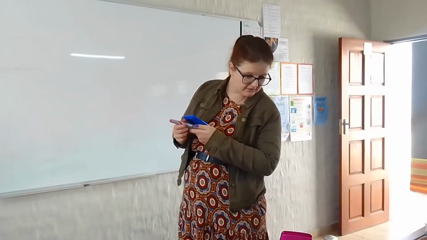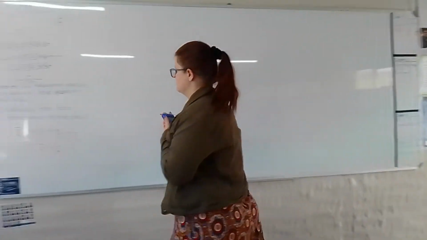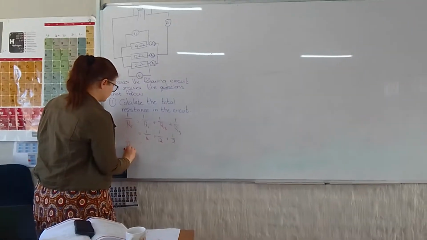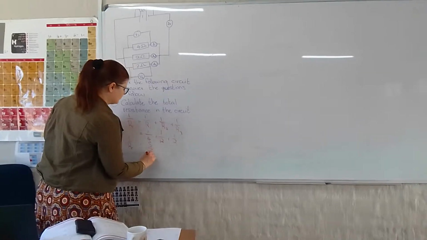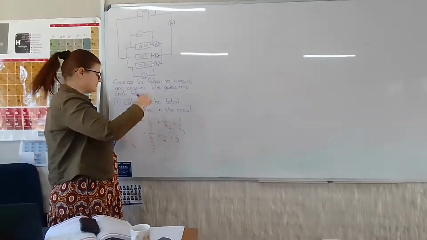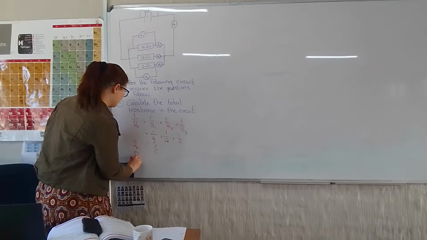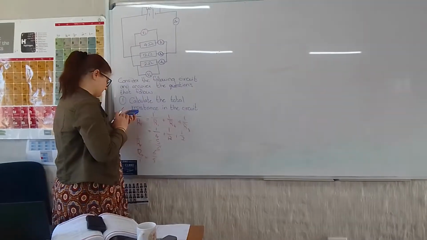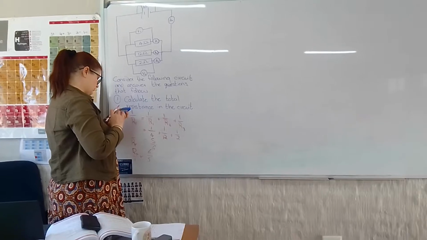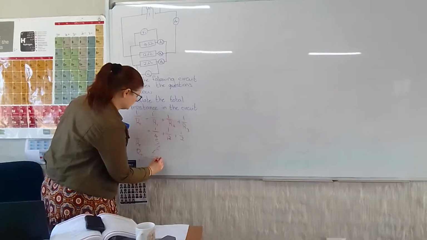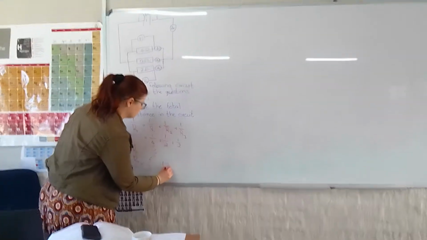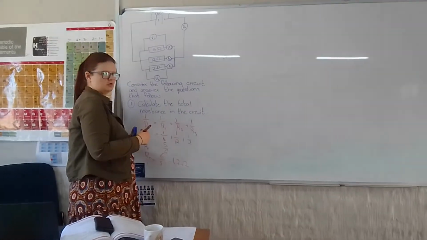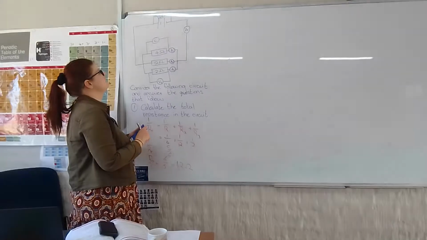12 over 6, 5 over 6. So now I've got 1 over R total is equal to 5 over 6. Now comes the important part where I swap them both. I say R total over 1 is equal to 6 over 5, which gives me 1.2 ohms. Never forget your units. I will come hunt you down if you do. Don't forget your units.